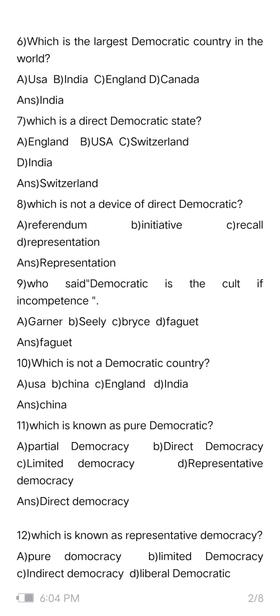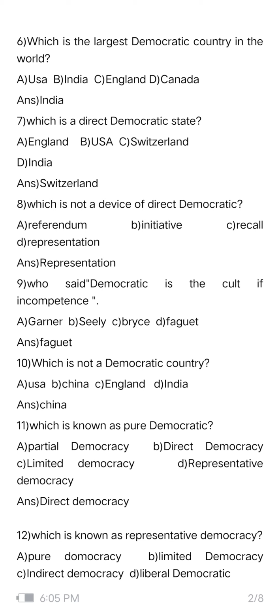Next question is, which is the largest democratic country in the world? Our option is USA, India, England and Canada. Right answer is India. India is the largest democratic country in the world.